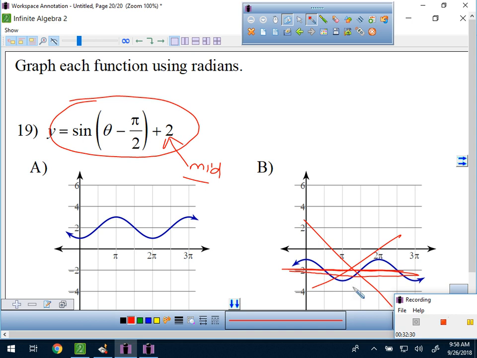-2, right? So I know it ain't that one. So here's what I do. I would graph the middle. So here's how I'd graph it. My middle would be at 2, so I'm just going to put a dotted line right there at 2.